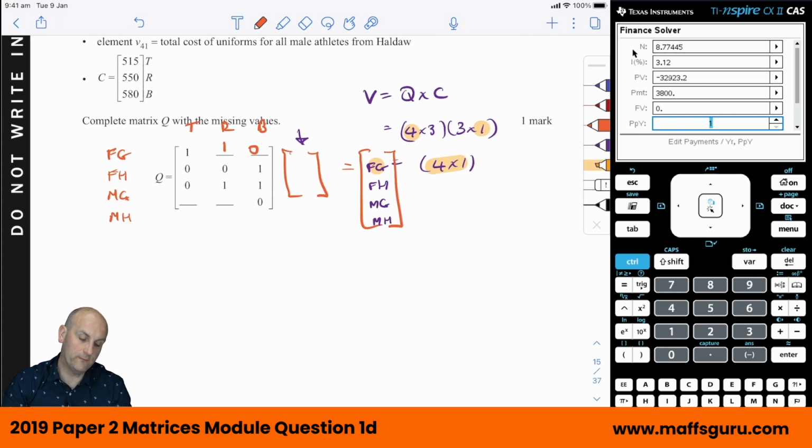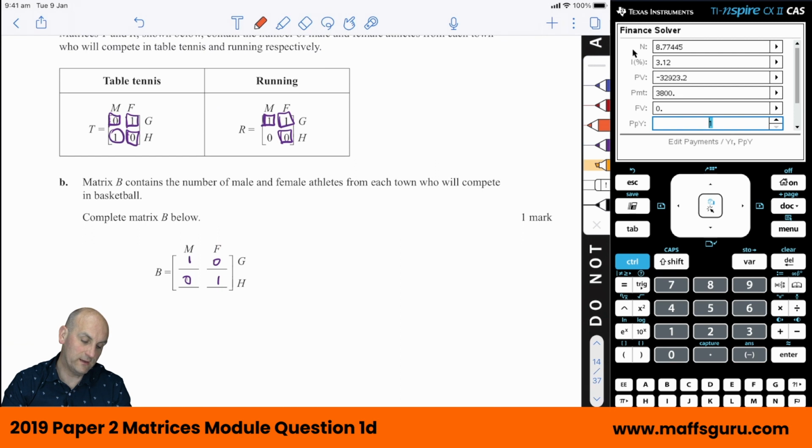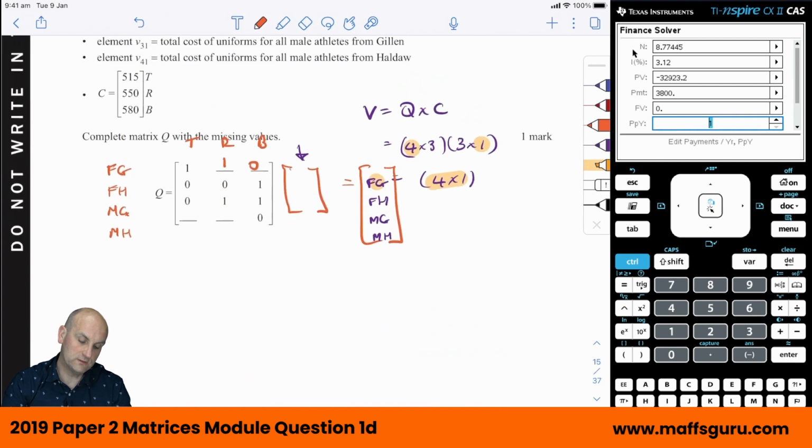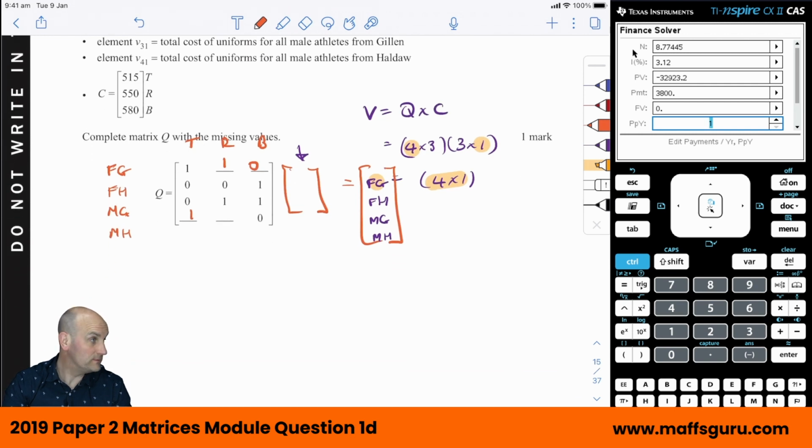All right, males from Haldor. Let me see, what did we have? Males from Haldor, 1 was table tennis and 1 was basketball. So 1 was table tennis. Hold on a moment, I misread the question. So that should be 1 there and a 0 there because there were no males running.